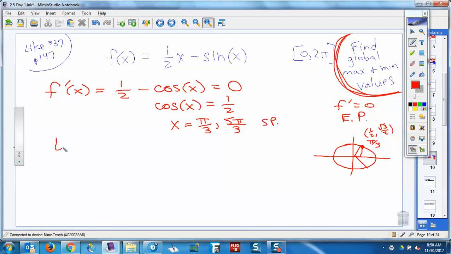Now I can just go to my list of candidates. If I was doing local max min, I would put these on a number line. And if I was doing inflection points, I'd do the second derivative equals 0, and then do a number line for that. That would give me my inflection point stuff. But for right now, I'm just doing a list of candidates. So remember, we plug these back into the original. We're going to do f of 0, f of 2 pi, f of pi thirds, and f of 5 pi thirds.